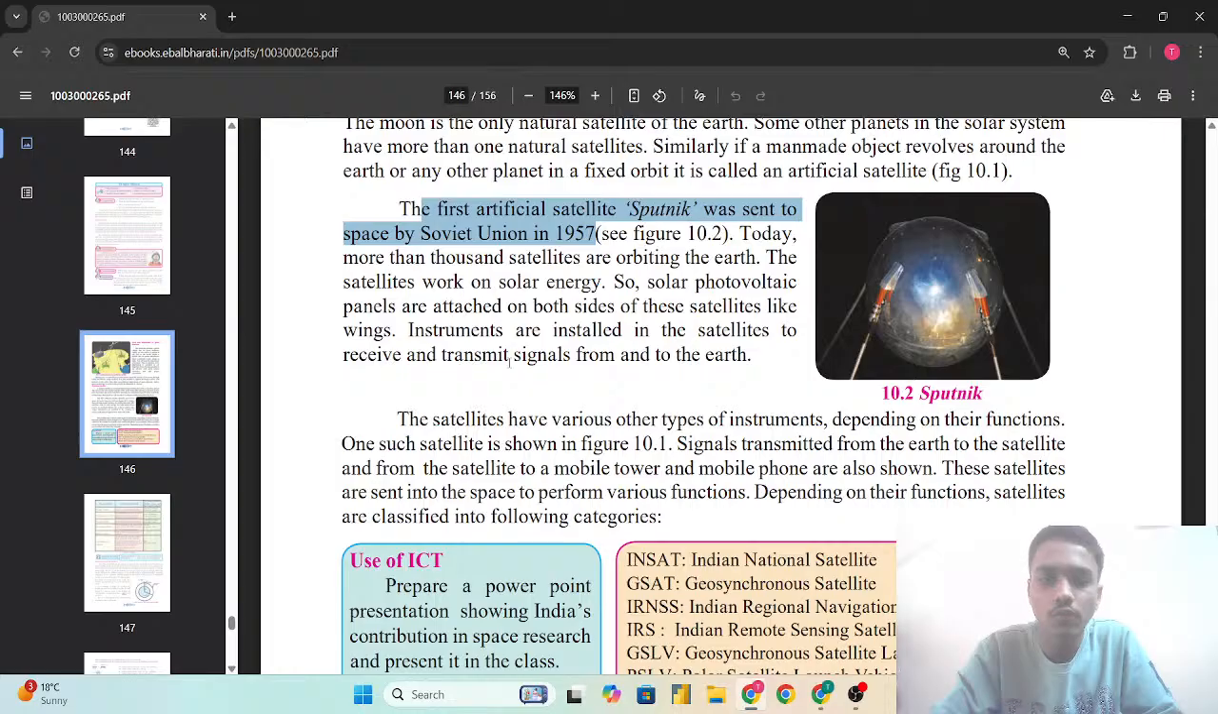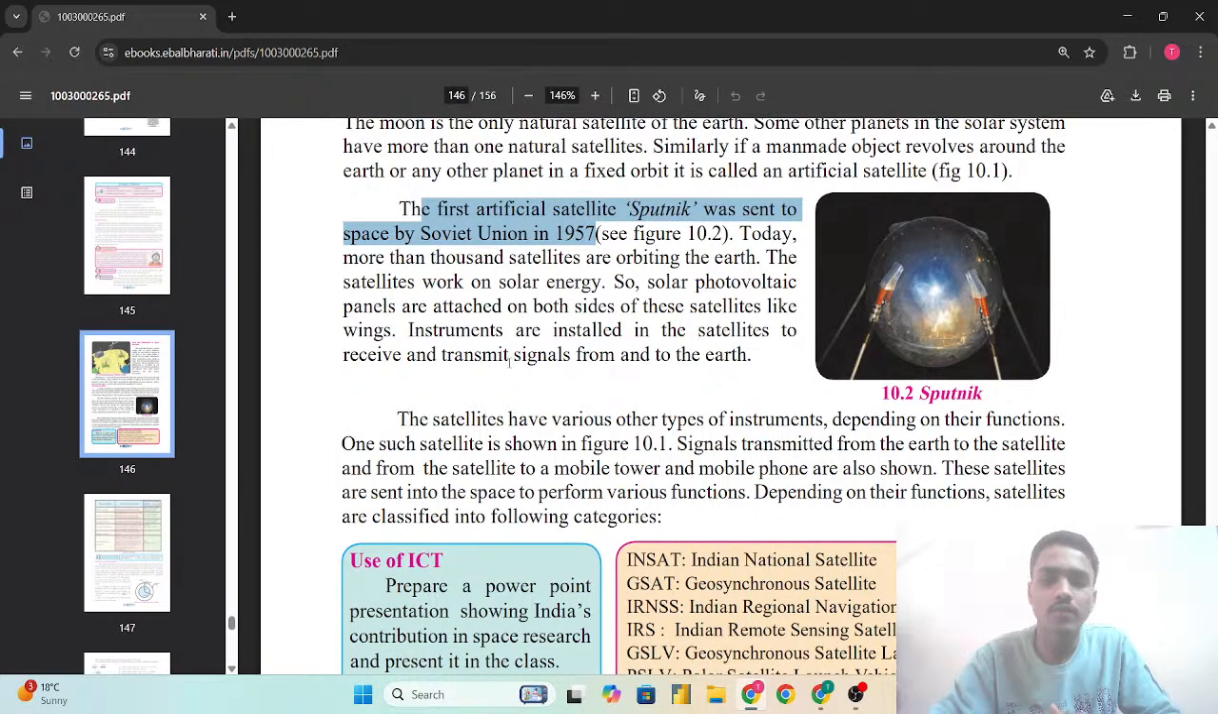So solar photovoltaic panels are attached on both the sides of the satellites like the wings. Instruments are installed in the satellites to receive and transmit the signals from and to the earth. So the different instruments, receivers and transmitters, are all fitted on the satellites to receive the signals from the earth and also to send the signals.